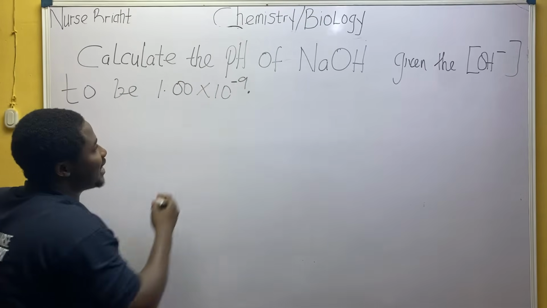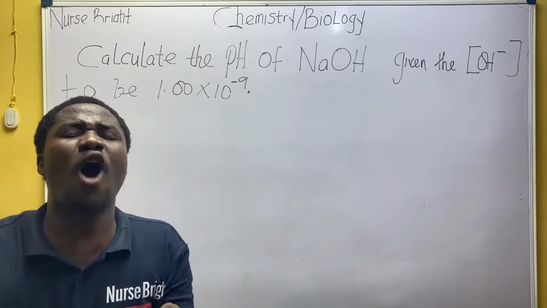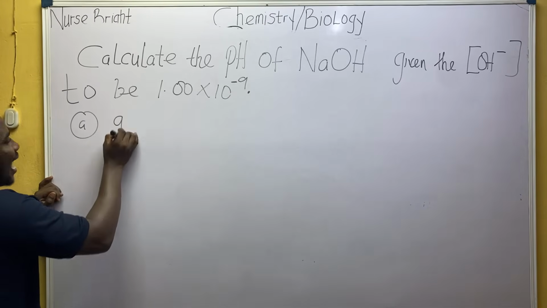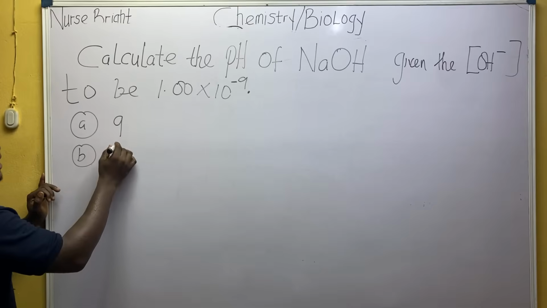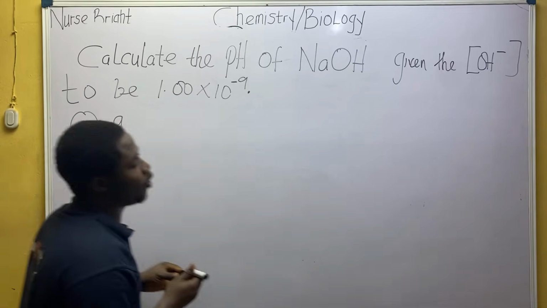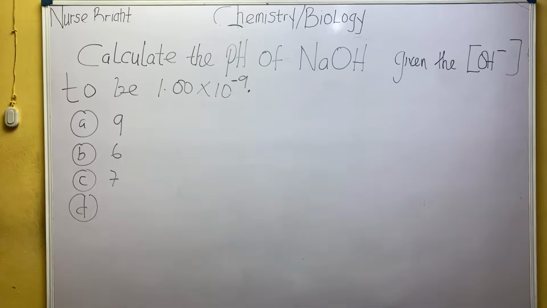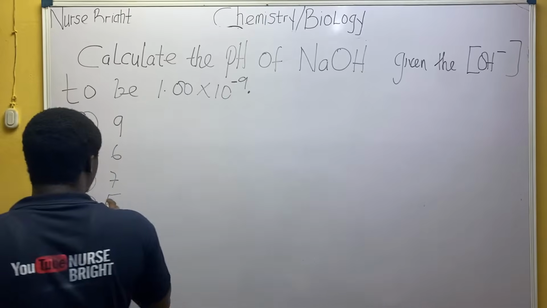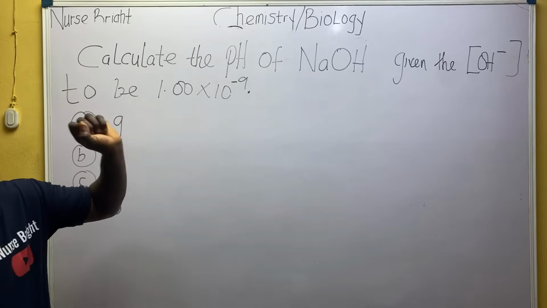Everyone listen, you can see how this question was coined. Don't make a mistake. Let me bring options. Option A, 9. Option B, let us say 6. Option C, 7. And option D, I'm coming guys, let me quickly do something. I want to tell you something that is very, very important. Don't rush, guys. Listen. The question says, calculate the pH of sodium hydroxide.